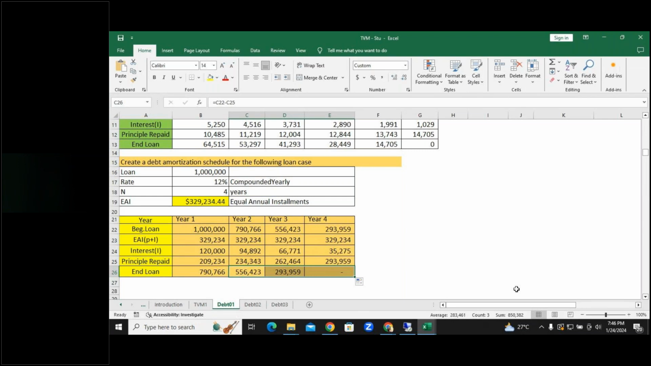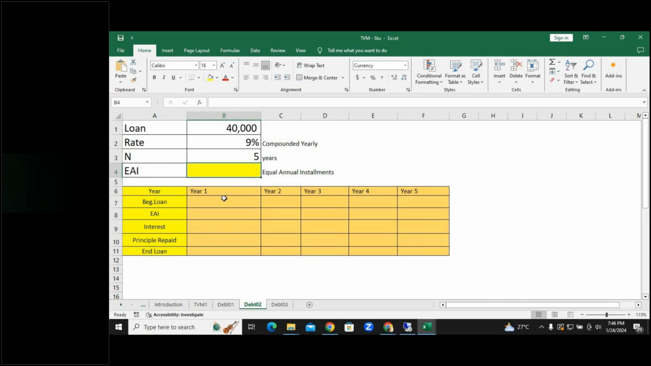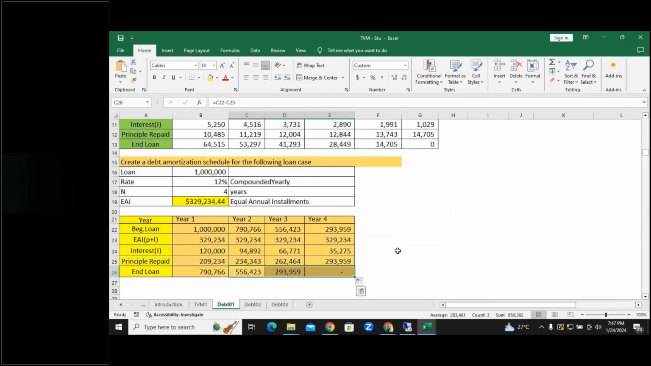Understood? If anybody is not able to follow it, you want me to explain it, please do tell. So the next one, the same way only, I wanted you people to try this out. So debt amortization 2, debt 2 is there, sheet 2. I wanted you people to try this. So let's keep that one as an assignment for tomorrow.